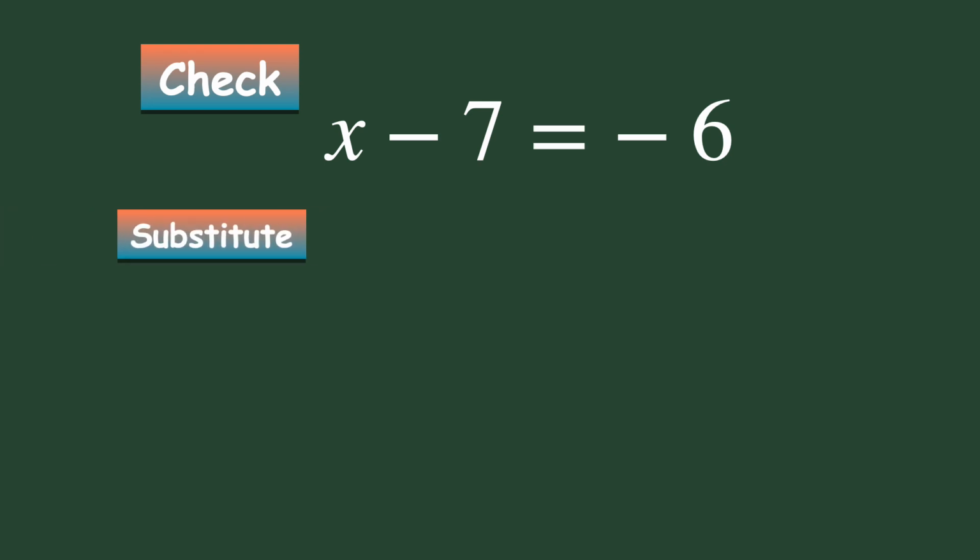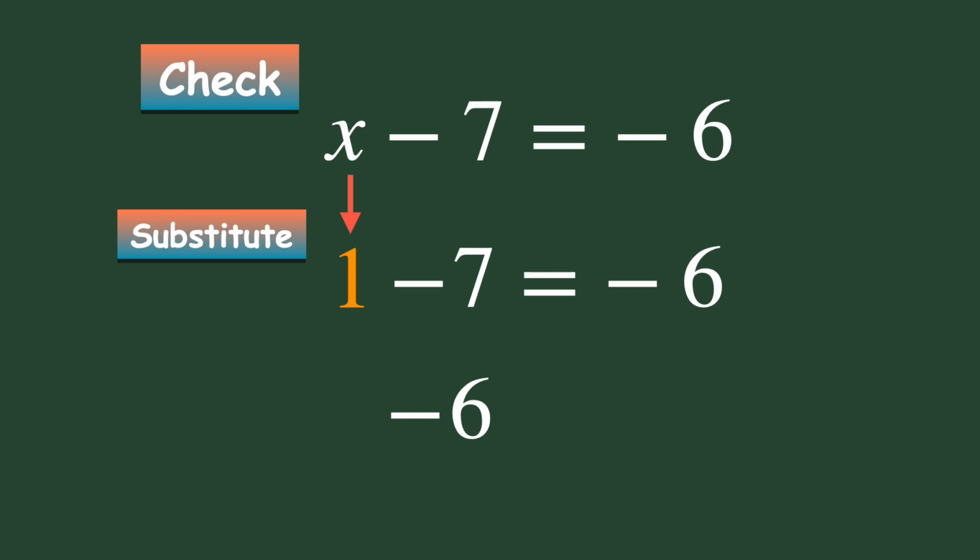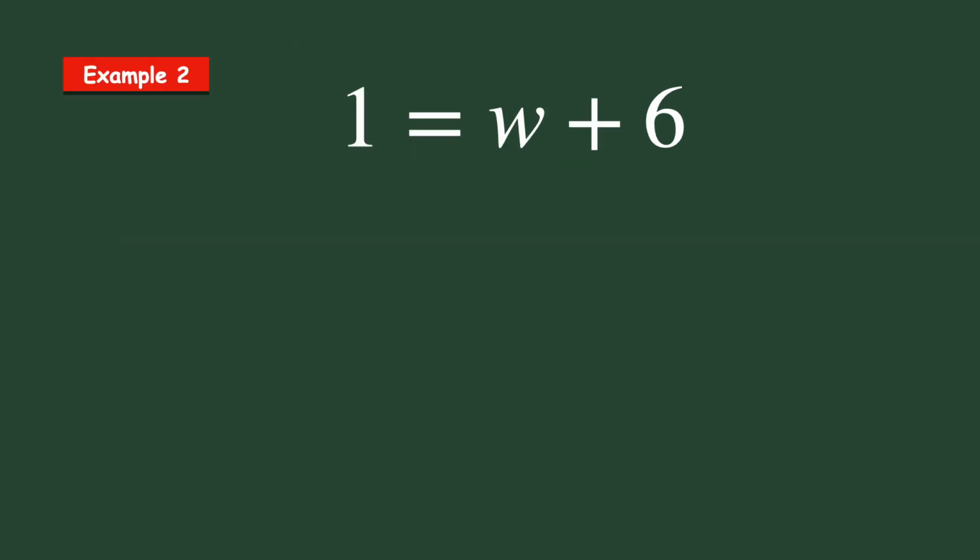The last step in completing this equation is to check the solution of x equals positive 1. To do this, we need to use substitution, which means that we will replace the x with the solution of positive 1. Now we will complete the operation on the left side here of 1 minus 7, which equals negative 6. And looking at the right side, we have just negative 6. Since both sides have the same value of negative 6, we know the solution of x equals positive 1 is correct.